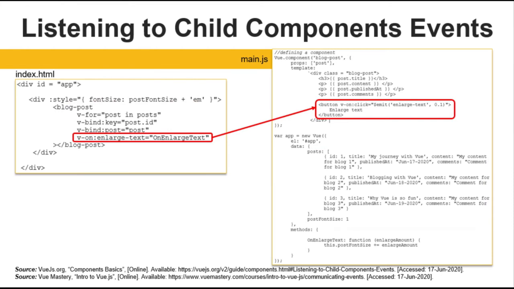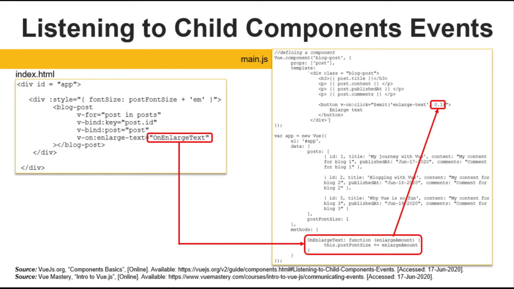And for us to make the button of the blog component work and listen to user actions, specifically a click event, we define the v-on directive inside the blog post component as posted in our index.html. In our case, we define enlarge-text as the name of the event to be triggered upon listening to the v-on directive.